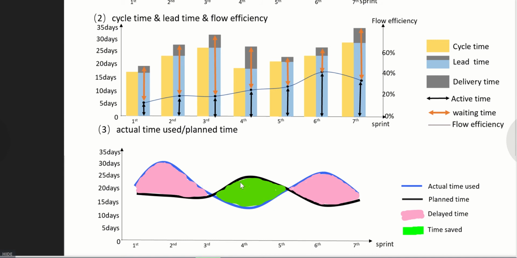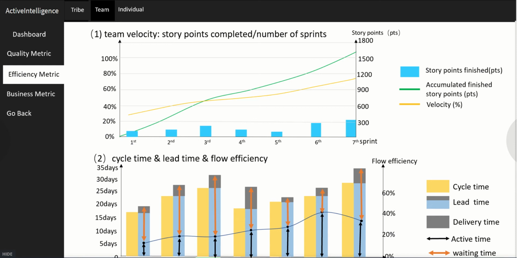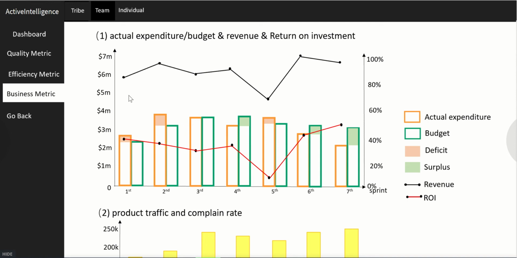Third is the actual time versus your estimated and planned time. So for example, if you estimated that you will deliver within 10 days, however, you actually delivered after 20 days, what was the surplus and what was the deficit? These actual metrics can help a team understand why their efficiency is low. The third part is business metrics.